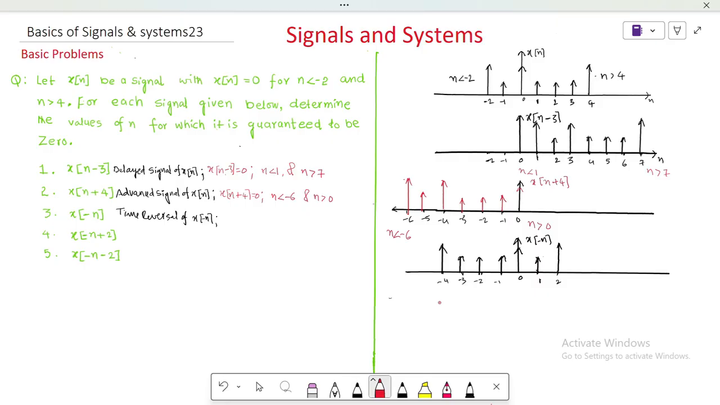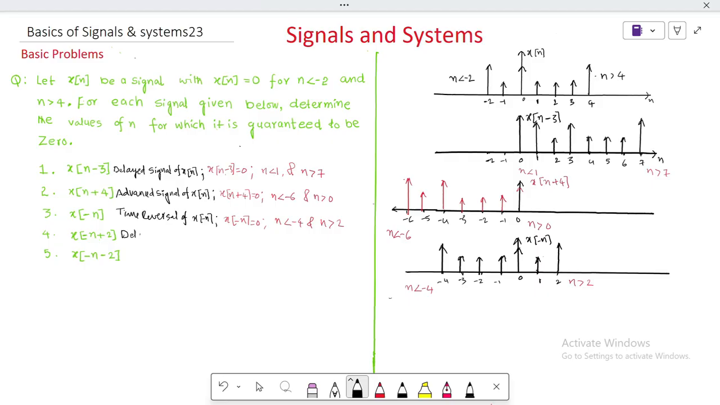From the observation, for n less than minus 4 there is no signal, and for n greater than 2 there is no signal. So these are the zeros. So x of minus n equals 0 for n less than minus 4 and n greater than 2. This is the delayed signal, plus 2, time reversal.